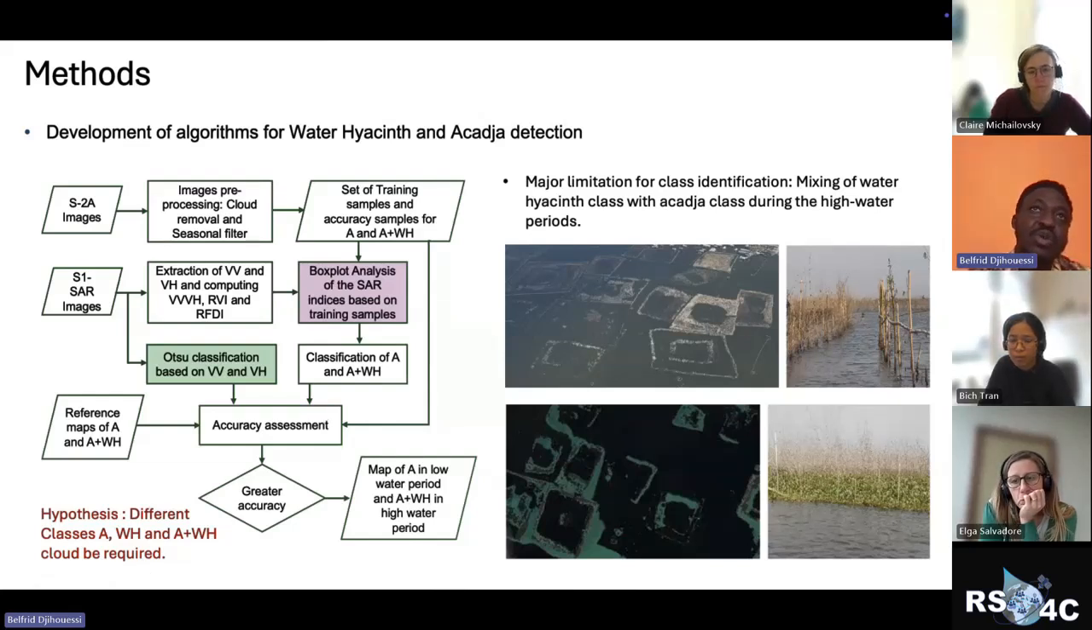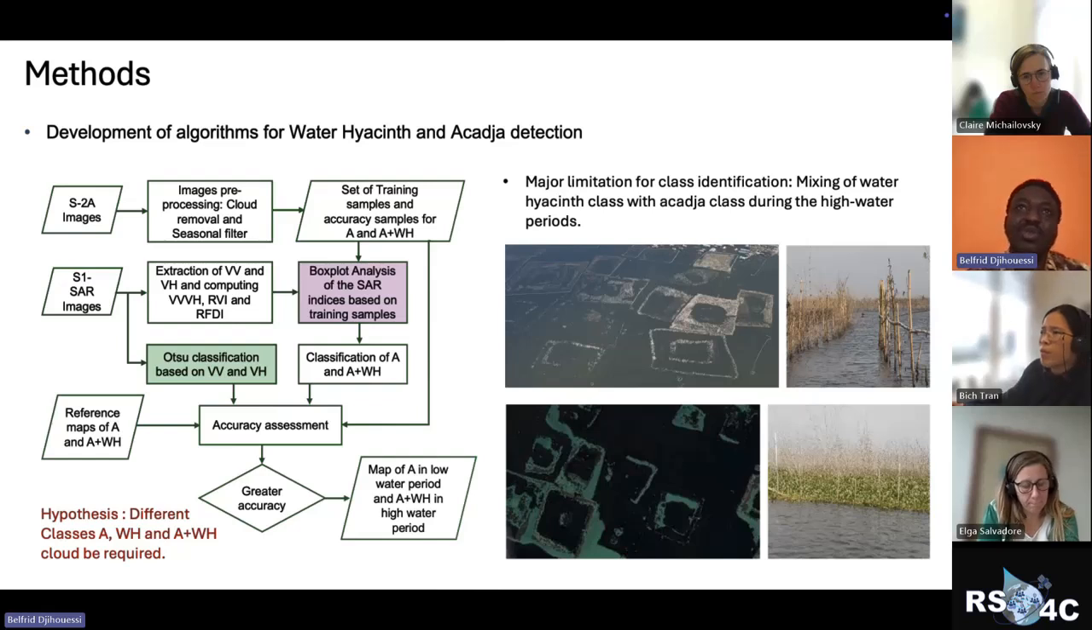So we also were having, since I explained that we have Akaja, we have water hyacinth, we were trying to define the classes, and the hypothesis that we have done here is that we have three classes we can detect. We can detect Akaja easily when we have low water, when salinity is there and there is no water hyacinth. But when we have water hyacinth, we can detect water hyacinth, or we can detect Akaja and water hyacinth, because we feel like the mixing of water hyacinth and Akaja could be a challenge in classification. So that's the algorithm.